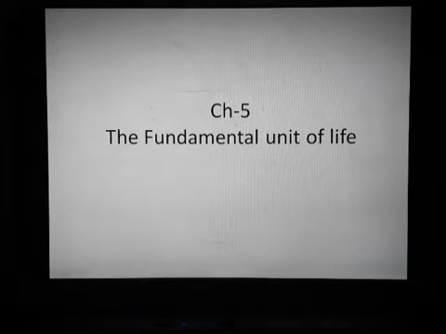Most of the part you have already studied in class 8th. Three basic parts of the cell, that is cell membrane, nucleus, cytoplasm, and specialized cell organelles present in the cell, that we are going to study. Then about plant cell and animal cell, and the difference between them. These things we are going to study in this chapter. So let's start the chapter.